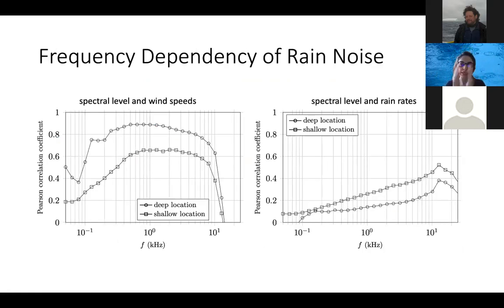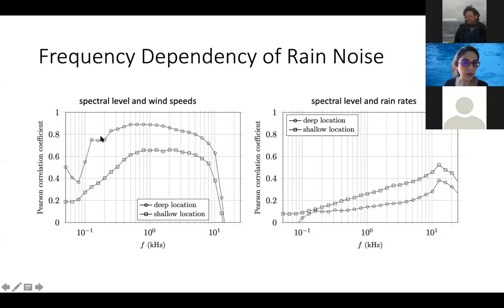What is the frequency range of the rain noise? Is it a broadband signal? Are all the frequencies contributing to the noise similarly, or is there a region or a bandwidth that contributes to the rain noise more than the other frequencies? In order to find that, we calculate the correlation between the spectral level and wind speed, and also the correlation between the spectral level and rain rate. So you see the correlation between the spectral level and wind speed here for different locations, and between the spectral level and rain rate here for different locations.